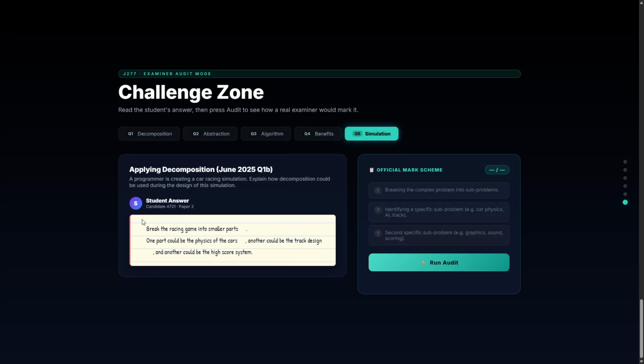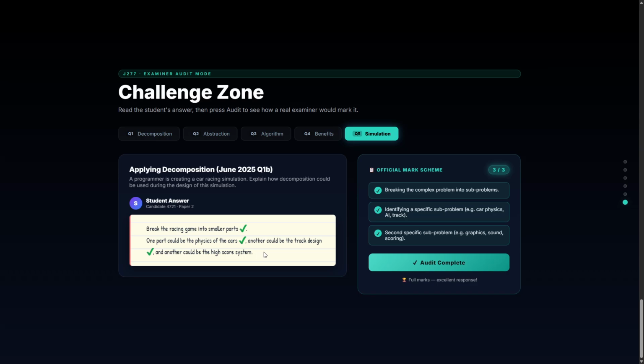Simulation. Okay. A programmer is creating a car racing simulation. Explain how decomposition could be used during the design of this simulation. Breaking the racing game into smaller parts. One part could be physics of the car, another could be the track design, and another could be the high score system. So this student has written all the different parts, that will give you full marks.